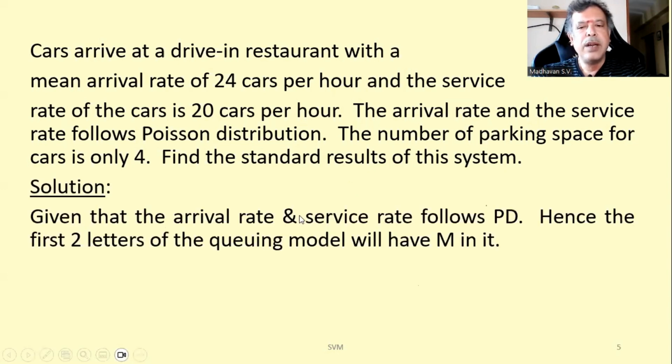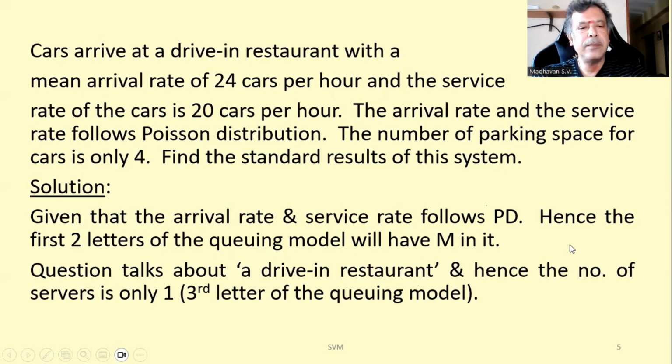Given that the arrival rate and service rate follow Poisson distribution, the first 2 letters of the queuing model will have capital M in them. The question talks about a drive-in restaurant, which means that the number of servers is considered to be 1 only, which will become the third letter of the queuing model.